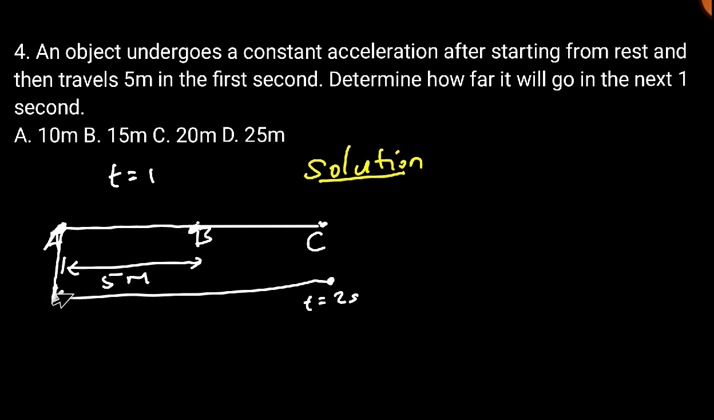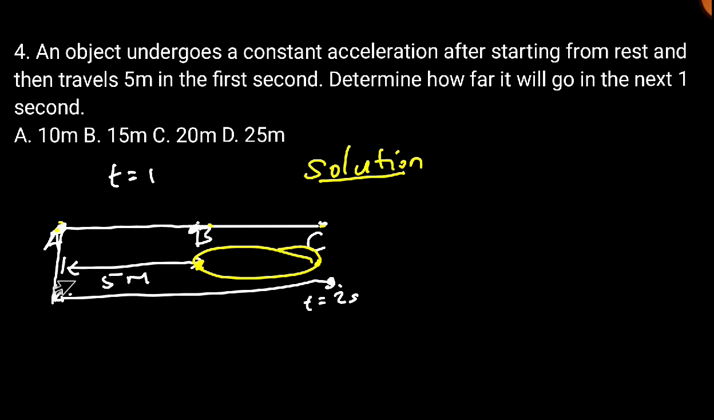So since we know the distance from A to B, we are going to find the distance from A to C. What we are asked to determine is the distance from here to here. That's how far it will go in the next 1 second. We get the distance from A to C, we are going to subtract the distance from A to B, and that will be the answer to this question. I hope you get it. This is what we're looking for.